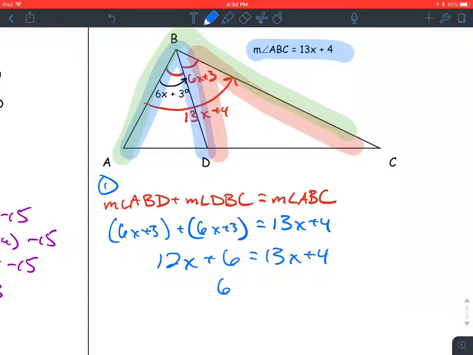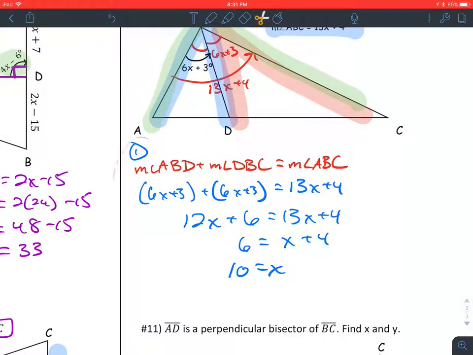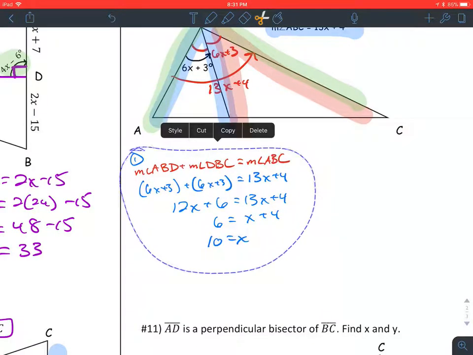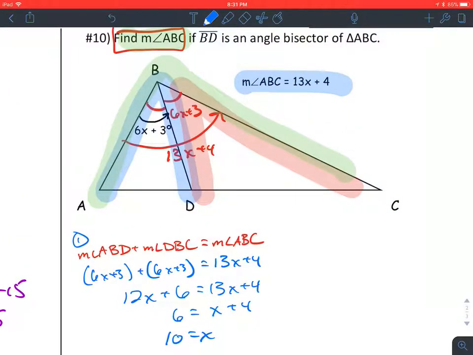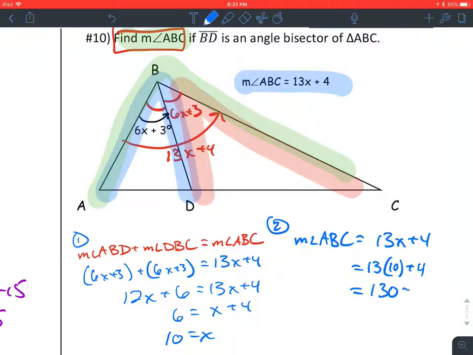If we subtract 12x from both sides, we're going to get 6 equals x plus 4. And if we add 4 to both sides, we get x is 10. Once we know x is 10, we can try to focus on the question, which is find the measure of angle ABC. That is 13x plus 4. X is 10. So we're going to get 130 plus 4. So we get an obtuse angle, 134 degrees.